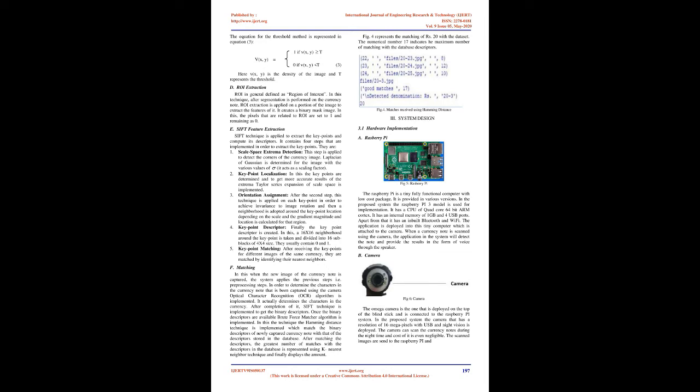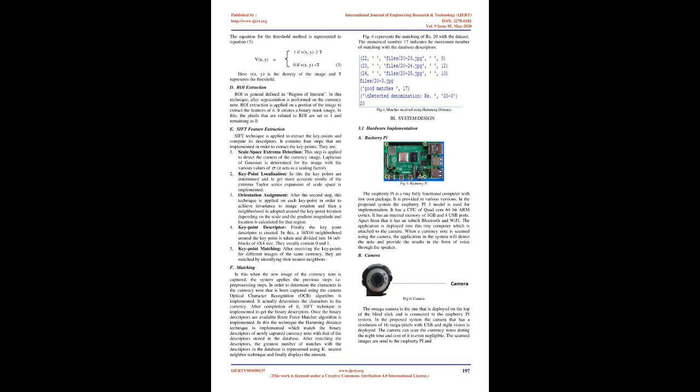4. Key point descriptor. Finally the key point descriptor is created. In this, a 16x16 neighborhood around the key point is taken and divided into 16 sub-blocks of 4x4 size. They usually contain 0 and 1. 5. Key point matching. After receiving the key points for different images of the same currency, they are matched by identifying their nearest neighbors.